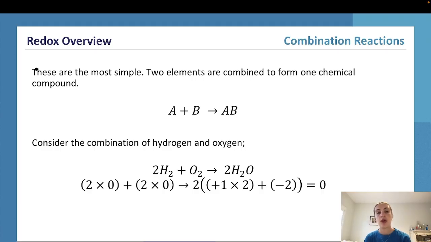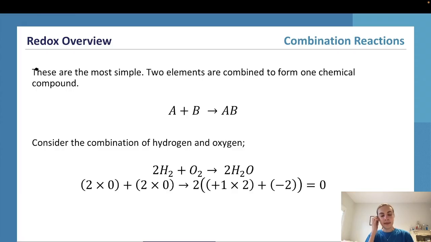how they work. So our combination reactions, these are the most simple type of reaction which we consider. They're quite basic and typically don't require an extensive amount of balancing. And essentially they're where two different elements are going to be combined to then form one chemical compound. And so we can consider the combination of hydrogen and oxygen. So for example, where we've got 2H2 plus O2, and that's going to make 2H2O.